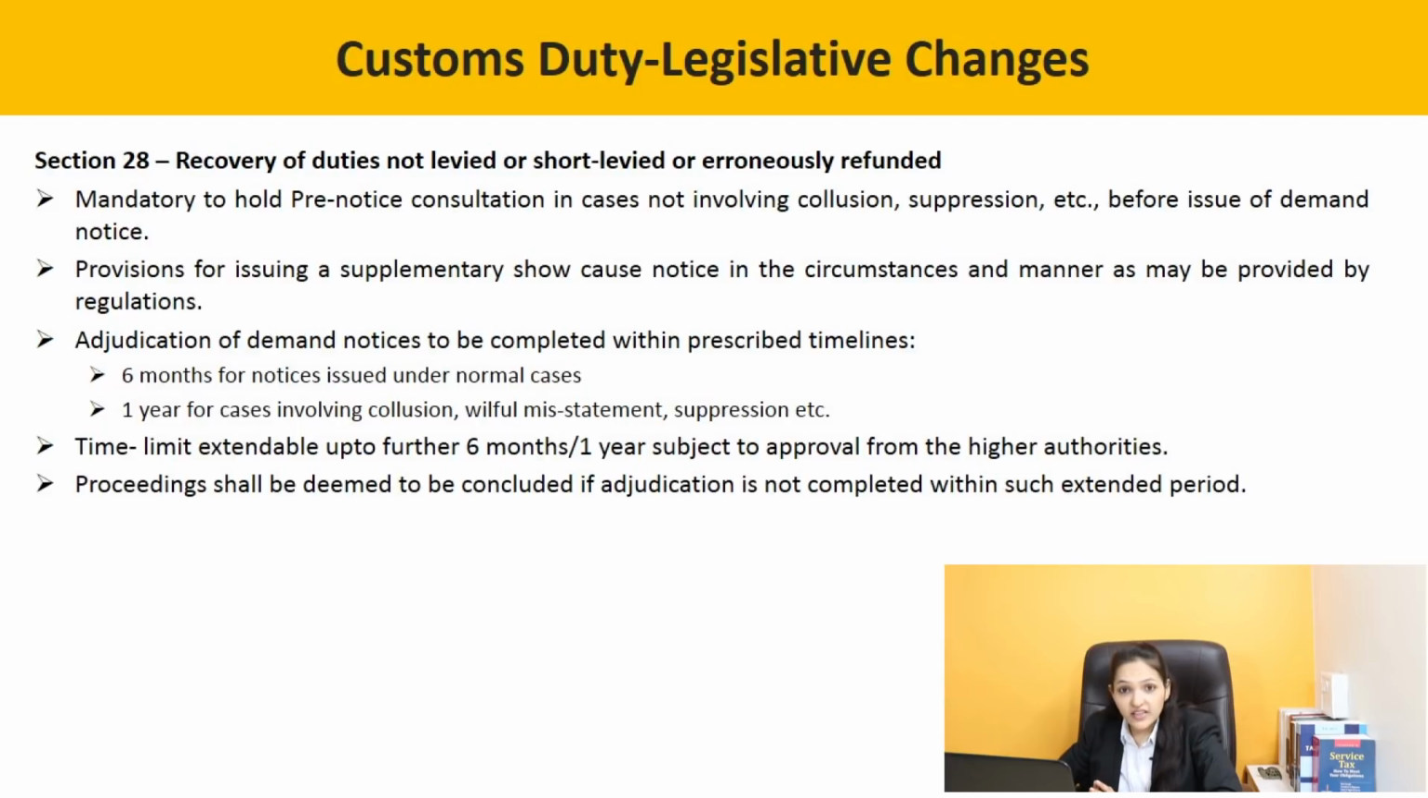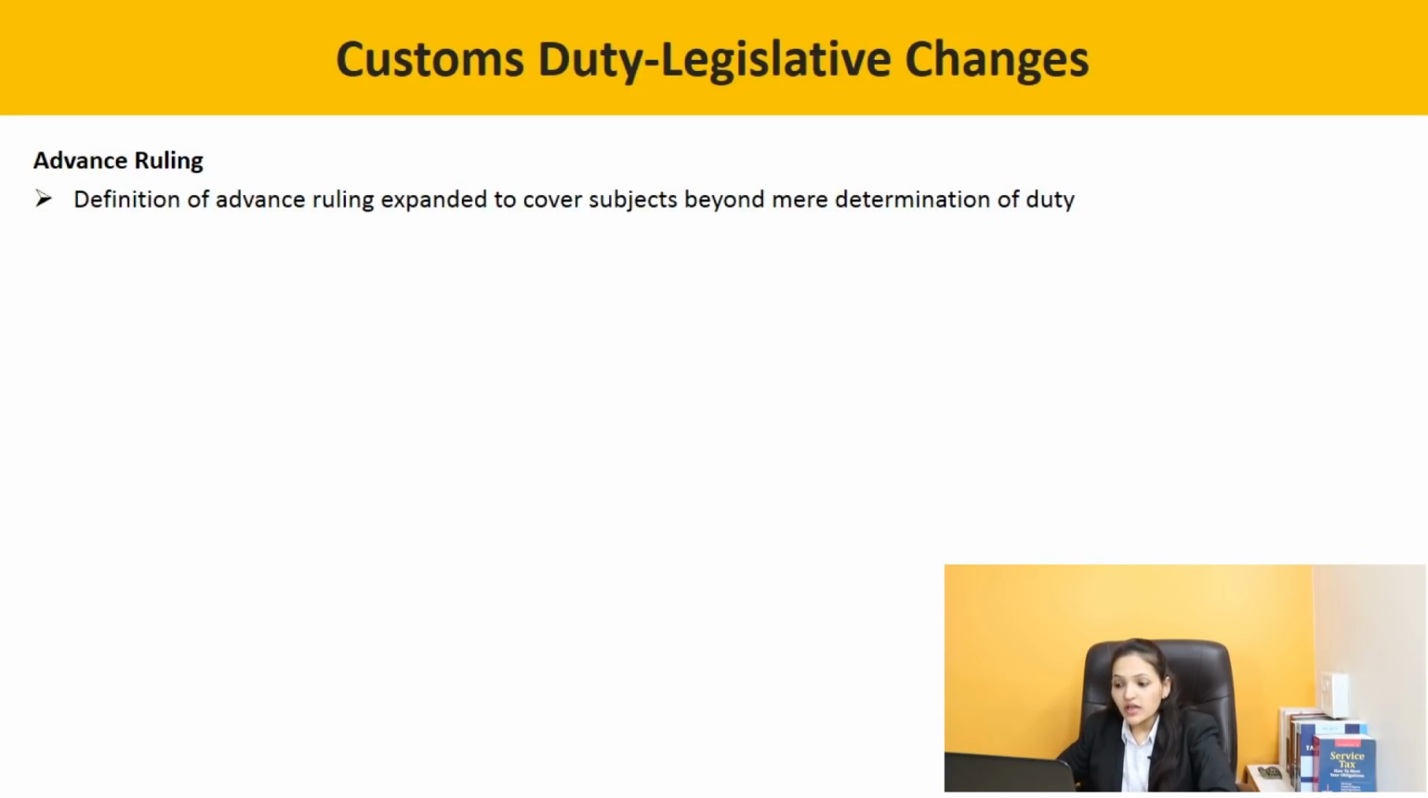Next, the proceedings shall be deemed to be concluded if adjudication is not completed within such extended period. Now coming over to the changes proposed in advance ruling. The definition of advance ruling is being expanded to cover subjects beyond mere determination of duty. Now advance ruling can be obtained in respect of taxes apart from duties under the Customs Act or under any other law for the time being in force.